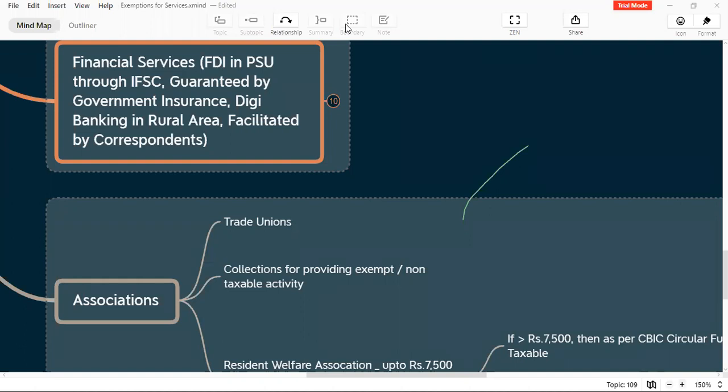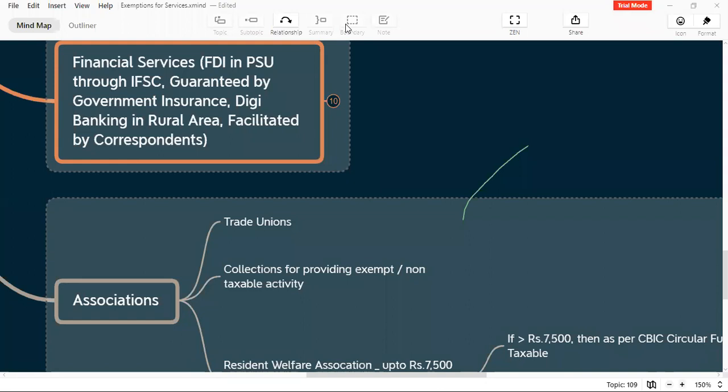The first question: Mr. A is a registered person under GST. He has 10 residential units. He lets out 9 units for residential usage and 1 unit for commercial purpose. He charges rupees 20,000 per month per unit. Determine the taxability of service supplied by Mr. A.